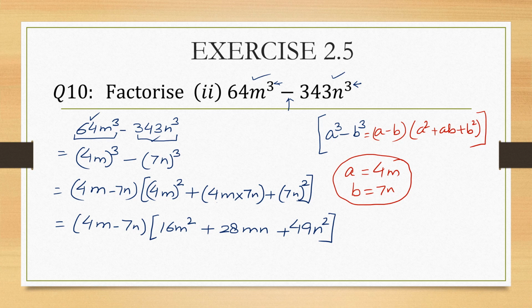And please do not open this bracket further, because if you open it, you'll go back to the question only. See, because the left hand side and the right hand side both are equal. So this is the end of the question. We have factorized 64m cube minus 343n cube. Try to do first part yourself. Now let's move to next question.